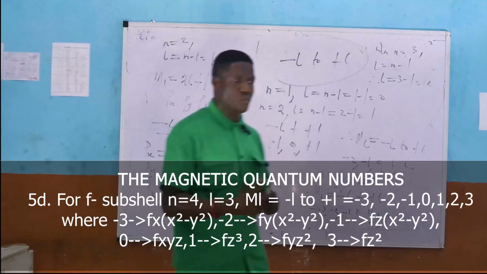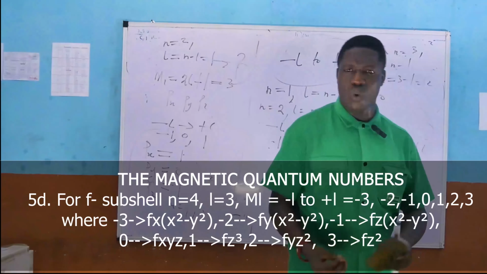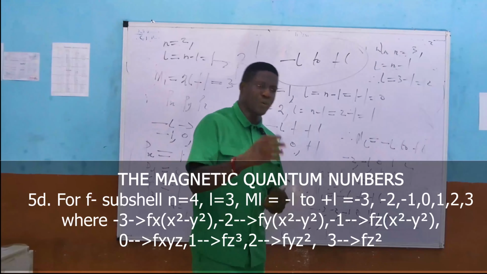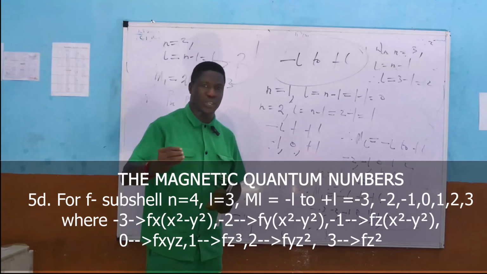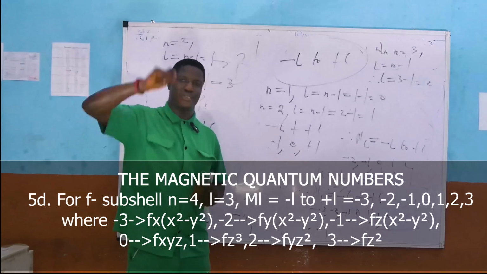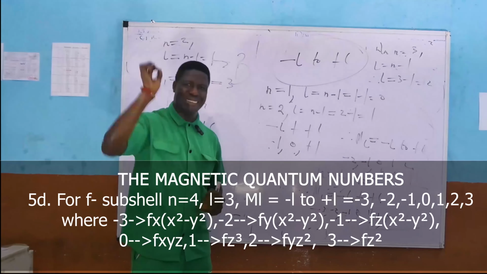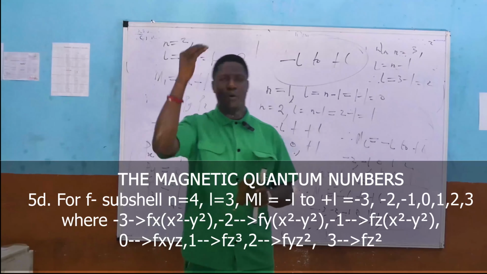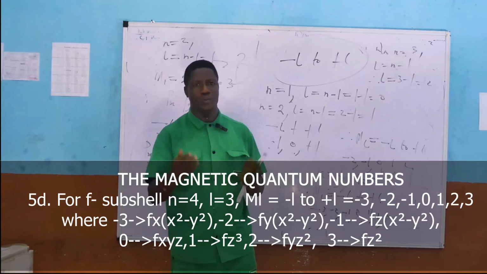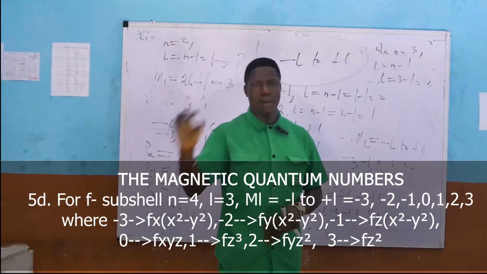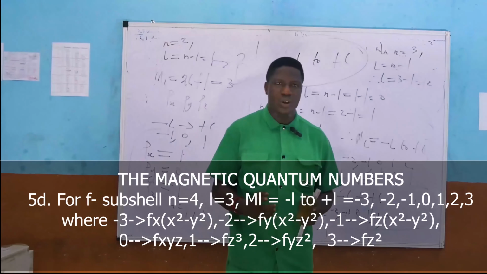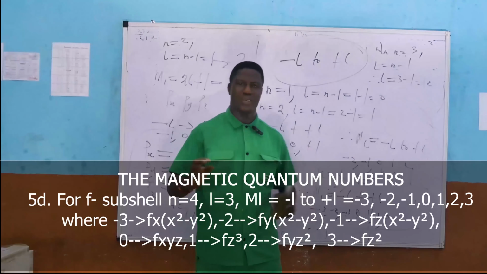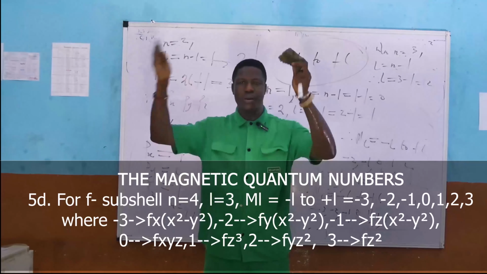And I ask you, it is a conventional question: which of the quantum numbers determines the direction of orientation of the atomic orbital in space? It is principally the magnetic quantum number. With this, I think I've been able to come to the conclusion of all you need to know concerning the magnetic quantum number. The last on the list is known as the spin quantum number.